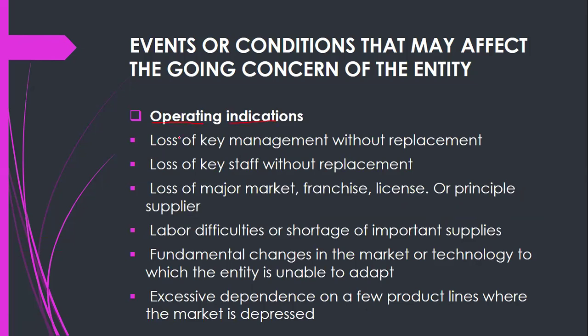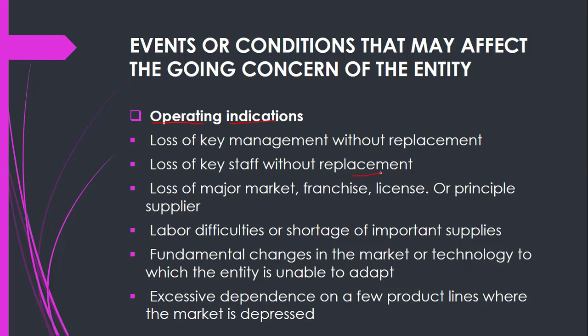So operational indicators include one, loss of key management without replacement. So a company is losing key management, but they are unable to replace the key management. Then there's a going concern problem. Then loss of key staff without replacement. So the turnover in the company is quite high, but at the same time, the company is unable to replace those employees that are leaving. So it means there's a going concern problem.